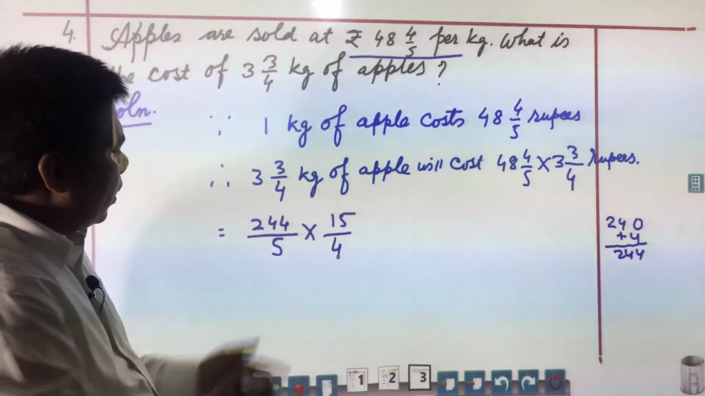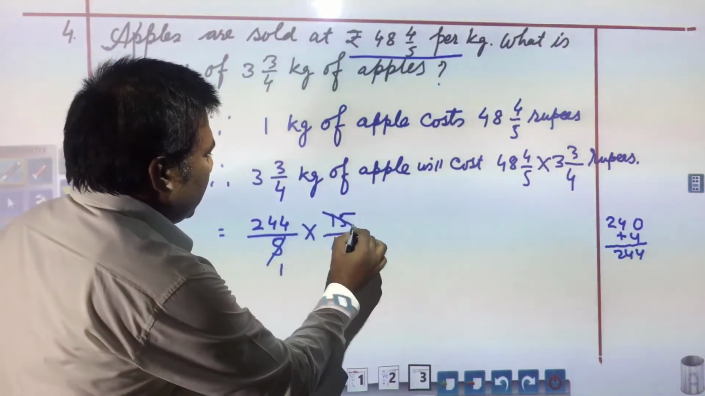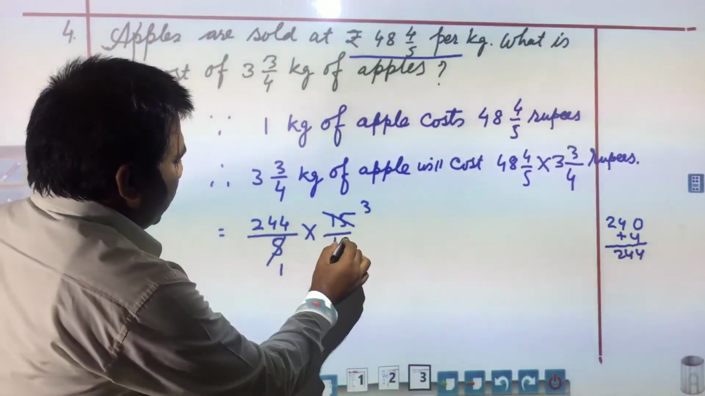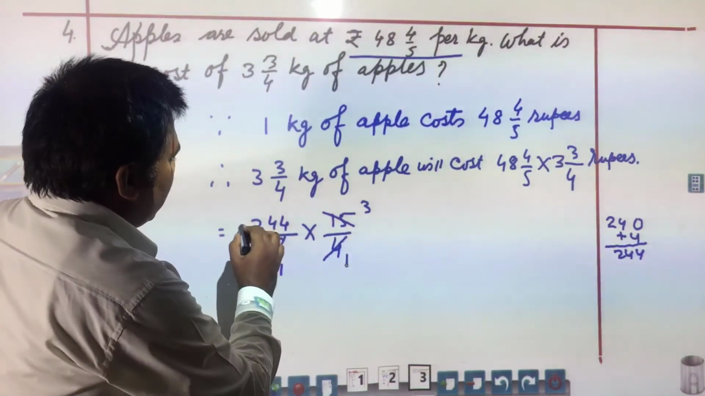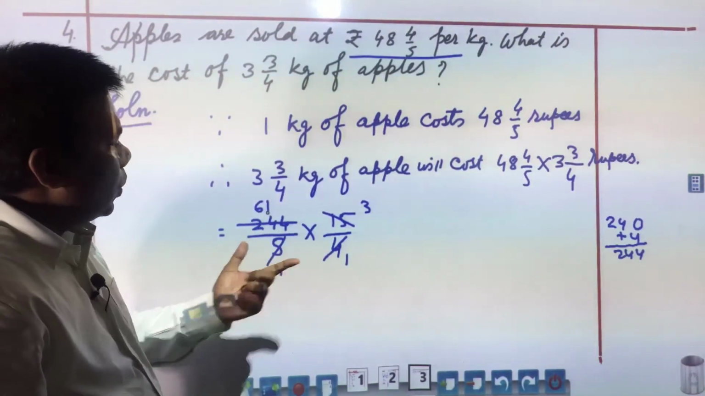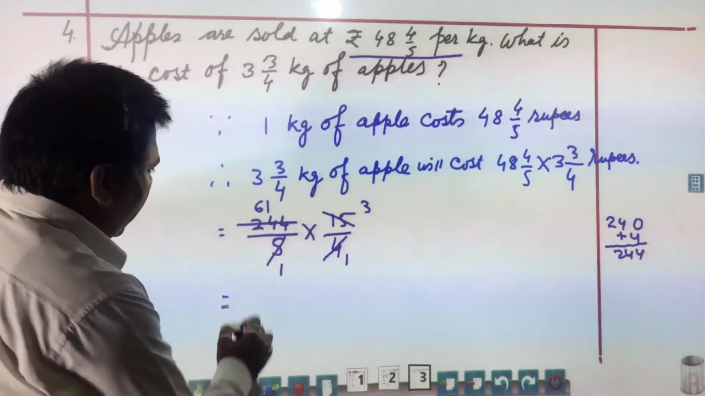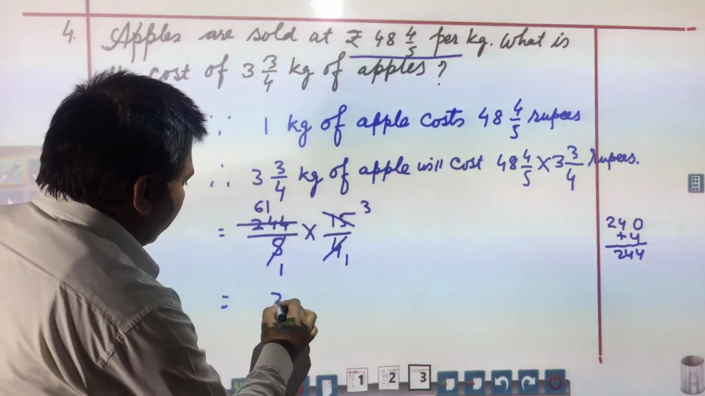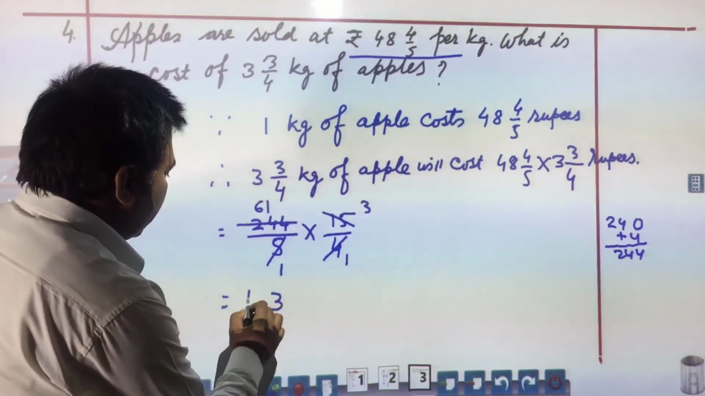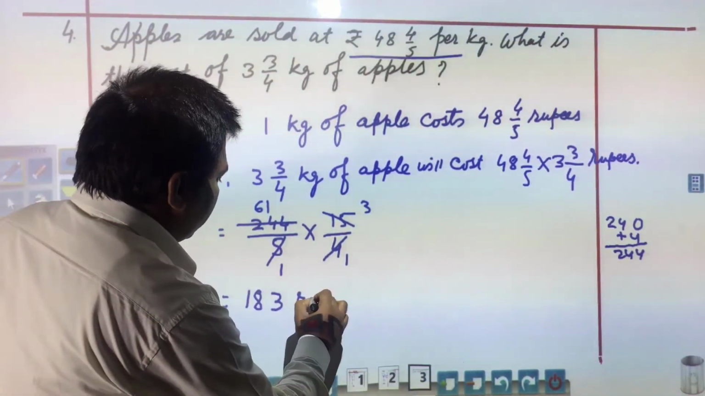Now, you see this can be cancelled: 5 ones are 5, 5 threes are 15, here 4 ones are 4, 4 sixes are 24, and 4 ones are 4. So, you are left with 61 into 3. You need to multiply this: 3 ones are 3 and 3 sixes are 18. So, 183 rupees.